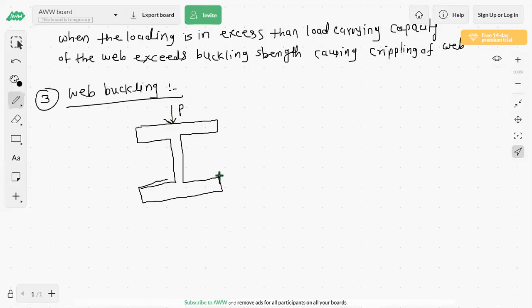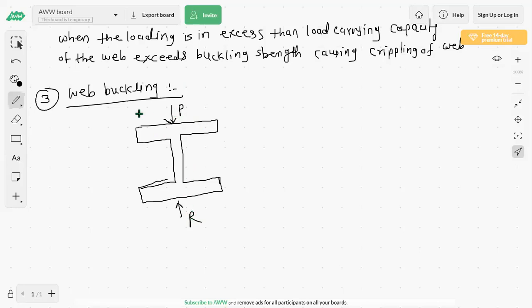Now web buckling, when will buckling occur? This is the applied force P and this is the reaction. For this P, this is the reaction, as we know from Newton's third law of motion. What is Newton's third law of motion? For every action there is an equal and opposite reaction. So for this load the reaction must be there. In web crippling, what happened? The reaction became less than the load. The load carrying capacity became less than this load, so crippling occurred here.